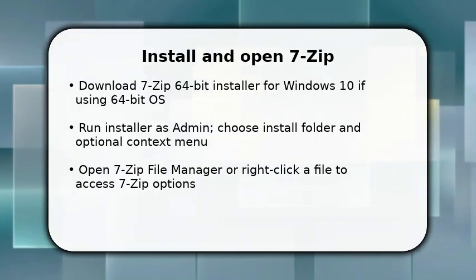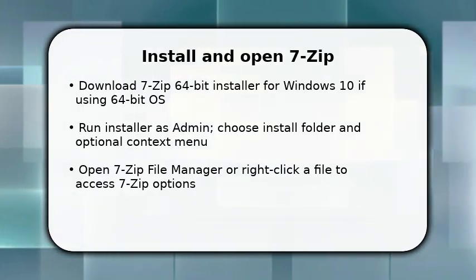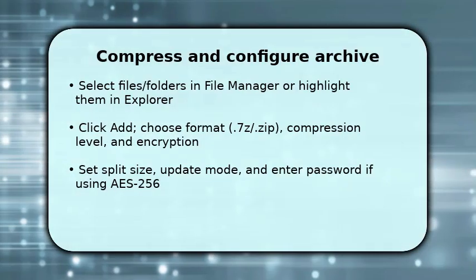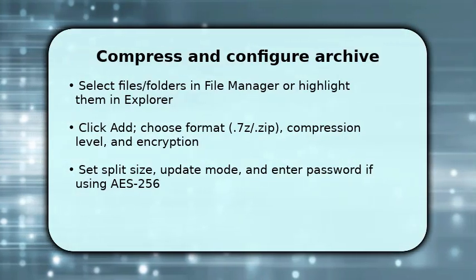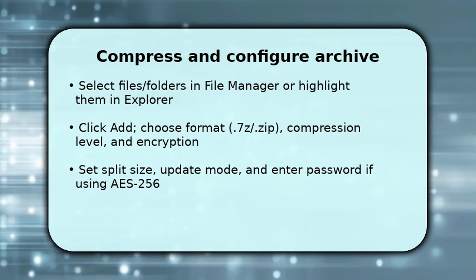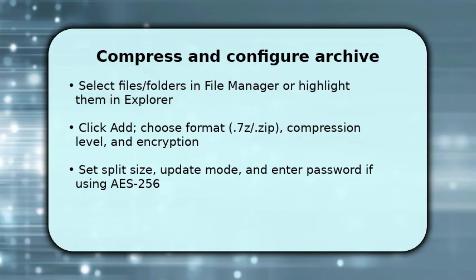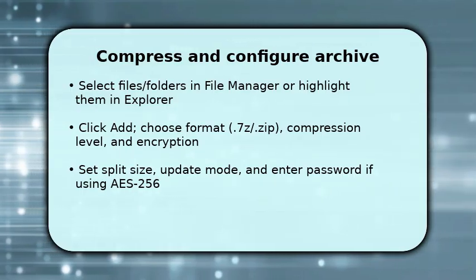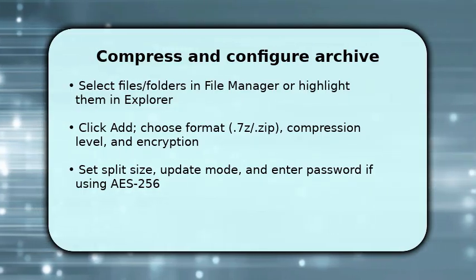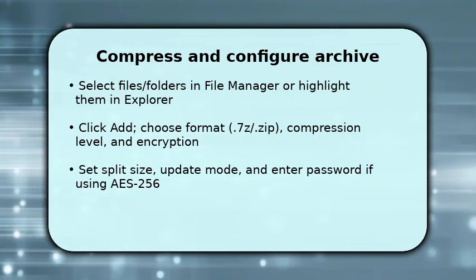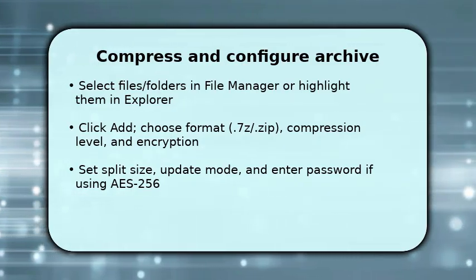Make sure you know whether you need zip, 7Z, or tar for compatibility before proceeding. Next, you'll create a compressed archive with the right settings. Select items, click Add, then pick 7Z for best compression or Zip for compatibility. Choose a compression level like Ultra for max savings. Set a split size if you want multiple parts and enable AES 256 encryption with a strong password for security.